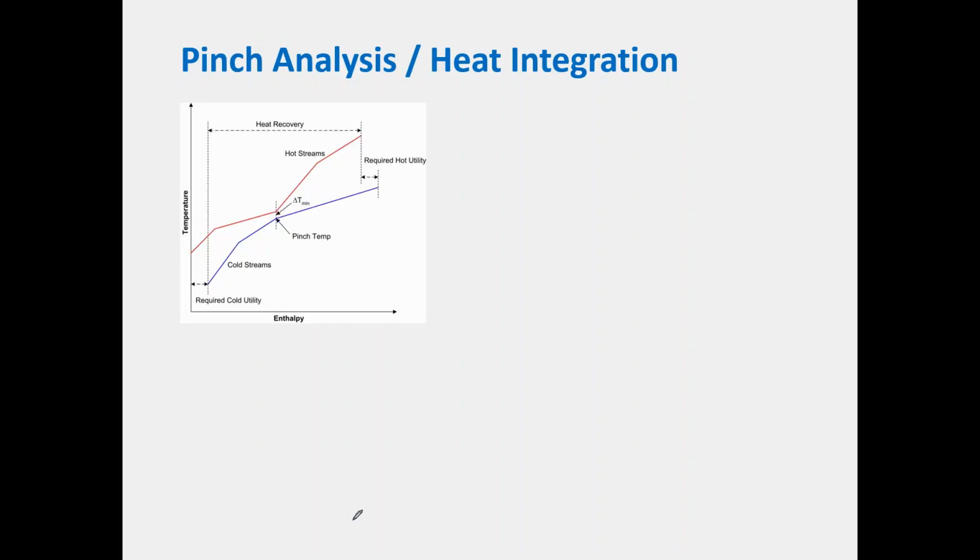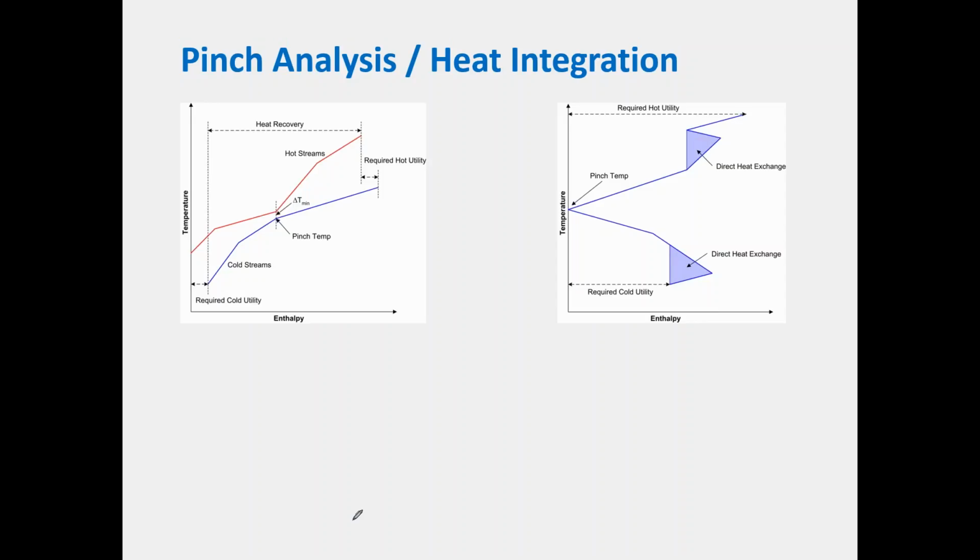There are a number of what we call graphical methods to look at what our hot and cold streams are and how much heat recovery there is between them. We have our composite curve on the left and our grand composite curve on the right, and they become quite useful in looking at the potential heat recovery and what the minimum hot and cold utility requirements are for a process.